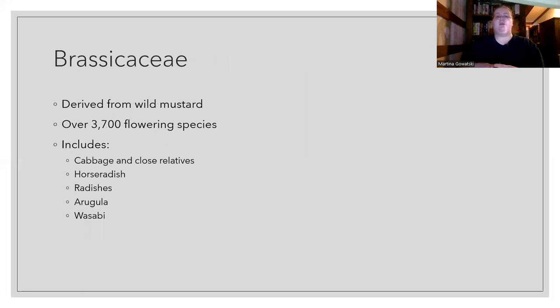Another example of a plant family is the Brassicaceae family, which is the family previously mentioned that is derived from wild mustard. And it includes over 3,700 flowering species. Some things within it are cabbage and close relatives such as broccoli, cauliflower, kohlrabi, and Brussels sprouts. It also includes horseradish, radishes, arugula, and wasabi, to name a few.